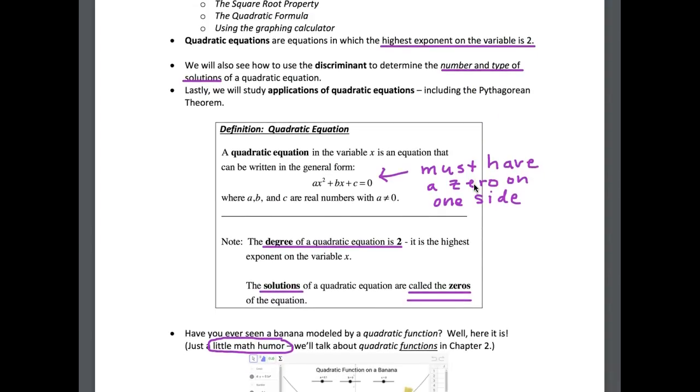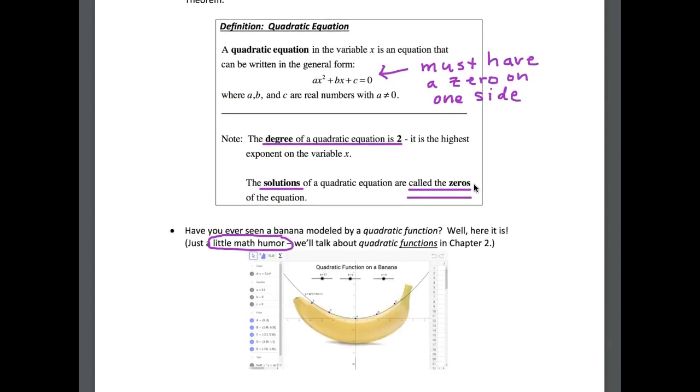All right, let's start off with a definition. A quadratic equation in the variable x is an equation that can be written in this general form: ax squared plus bx plus c equals 0. We must have a 0 on one side of the equation. It can either be on the left or the right. A, b, and c are real numbers, and a cannot be equal to 0.